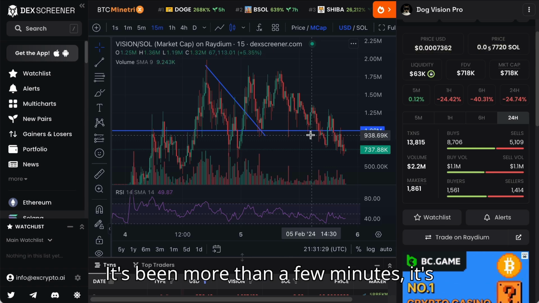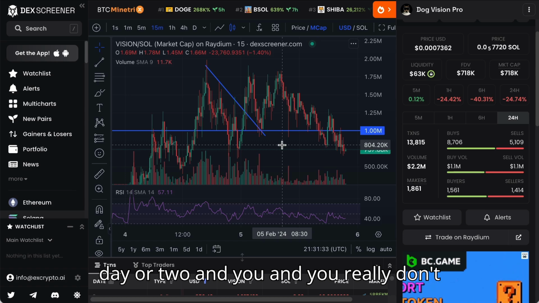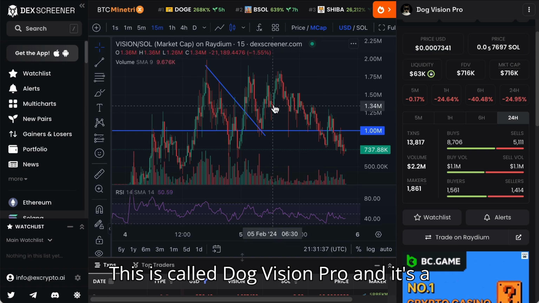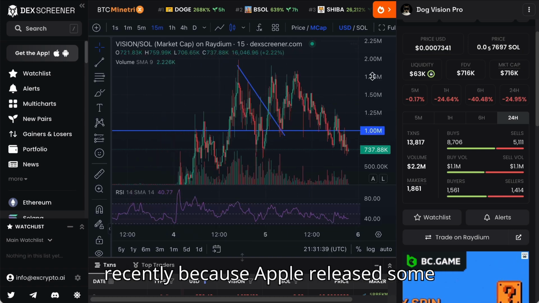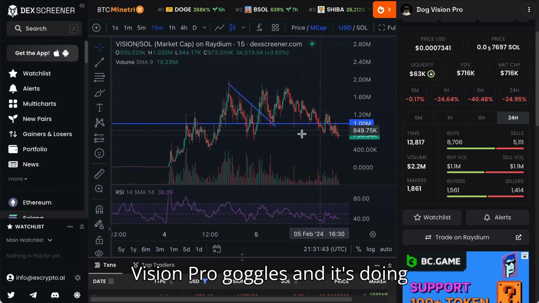It's been more than a few minutes, it's been hours now, maybe even a day or two, and you really don't know what to do. So this is an example. This is called Dog Vision Pro, and it's a random meme coin that was just trending recently because Apple released some Vision Pro goggles. And it's doing okay.